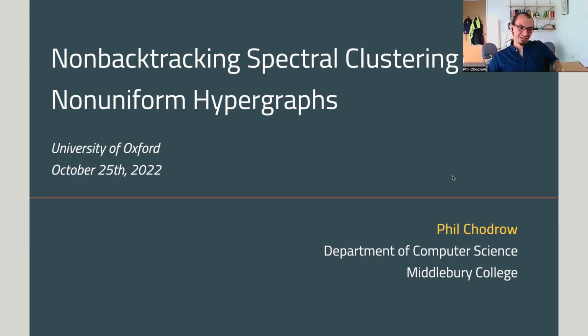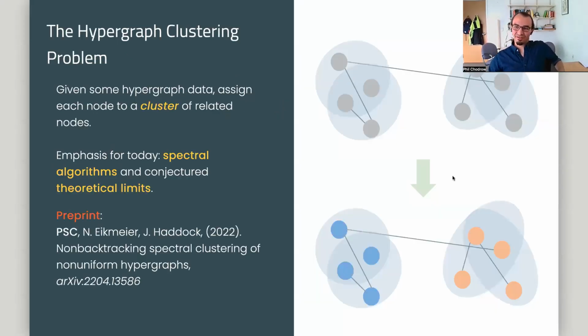So here we go. This story revolves around what I'm going to call the hypergraph clustering problem, but you might also think of it as the hypergraph community detection problem or really anything else. So the hypergraph clustering problem begins with some hypergraph data like I have on the top right here. And the problem says, given some hypergraph data like this, I'd like to assign each node to a cluster of related nodes, where we often cash out the term related in terms of densely interconnected. So when we do community detection, that's often our idea of being related.